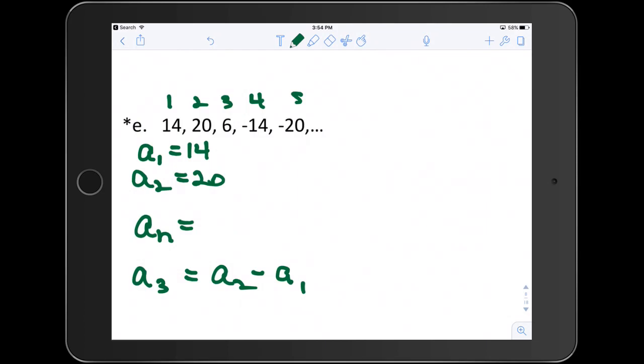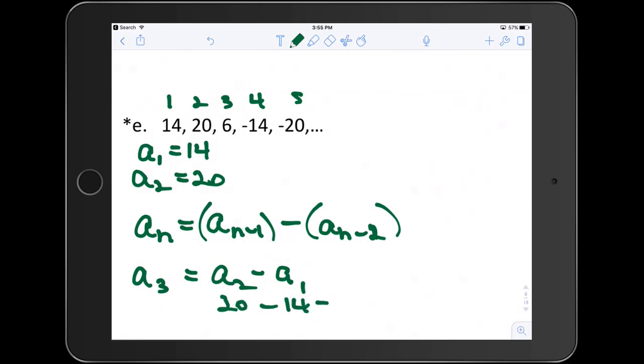So if that's the case, it's going to be a sub n minus 1. So that term right there would get me to my previous term minus my a sub n minus 2 to go 2 steps back. And that, my fine young ladies, gents, is it. Because now you know your a sub 2 is 20, you know a sub 1 is 14, and that gives you 6. And that pattern will continue.